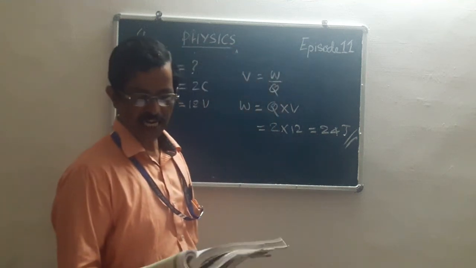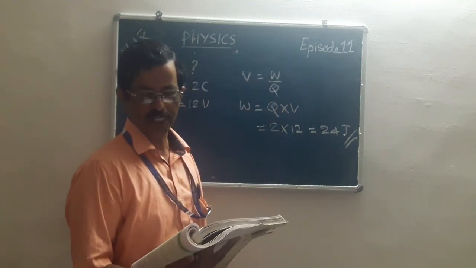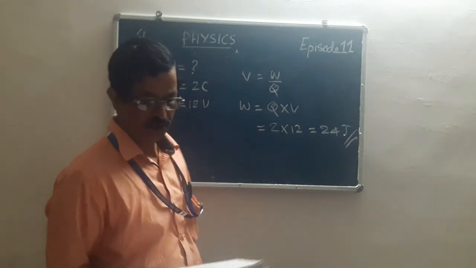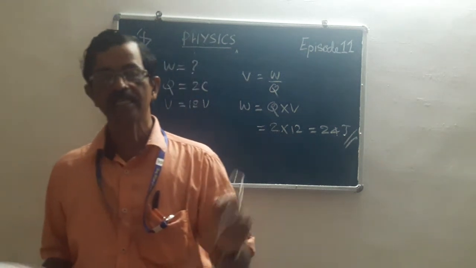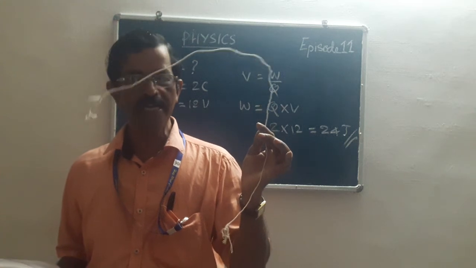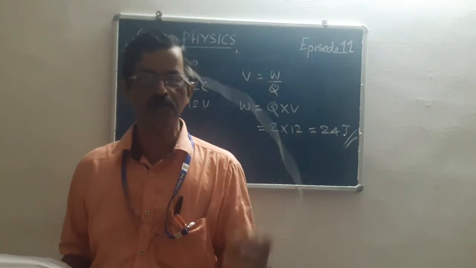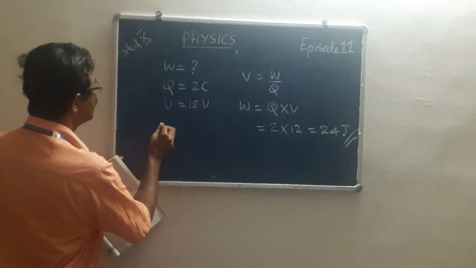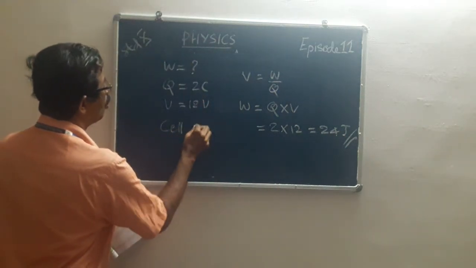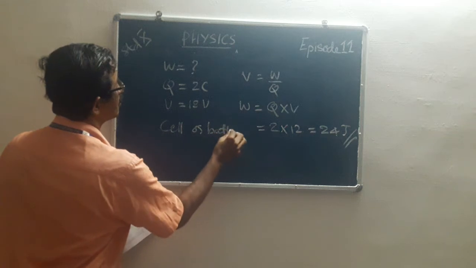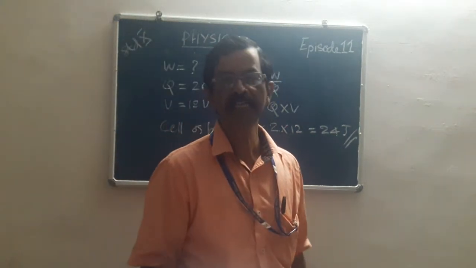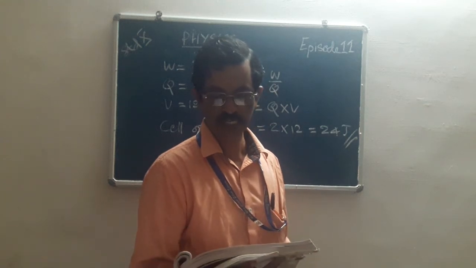Now another question given: need a device that helps to maintain a potential difference across a conductor. Suppose we took a conductor, and we want to maintain a potential difference across this one. Which is the device used? We can use a cell or battery. By using cell or battery, we can maintain potential difference.